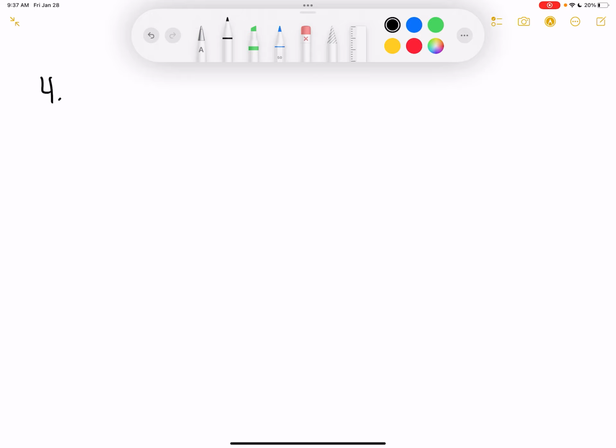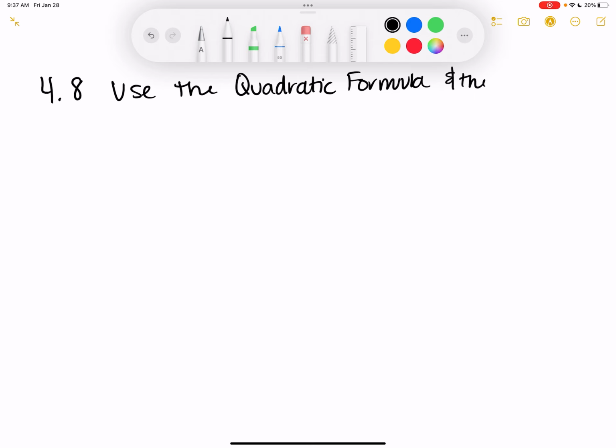Okay. No. 4.8. Use the quadratic formula and the discriminant. How about no? All right. Quadratic formula. Me neither, dude. It's just boom straight into it.